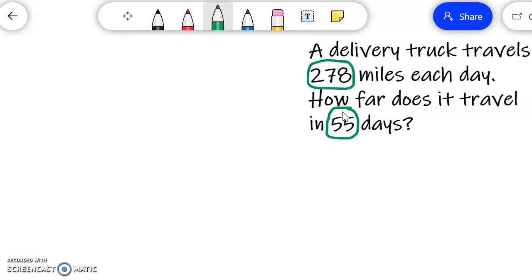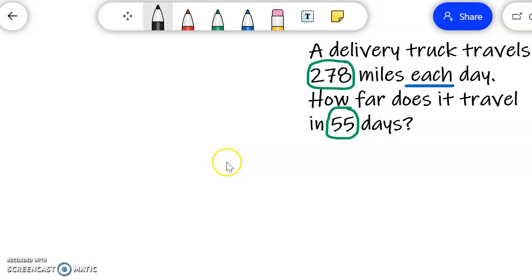Now I want to look for clue words that will let me know which operation to use, and I want to underline those. So the first clue word that I see is the word each. Whenever I see the word each, that is a clue word that will signal that the mathematician should use multiplication to solve the problem. So I need to know, how far does this delivery truck travel in 55 days if it travels 278 miles each day? So for this example, I'm actually going to set up an area model.